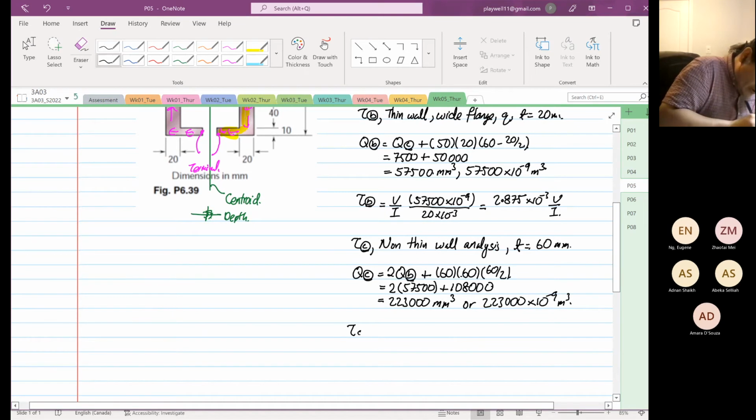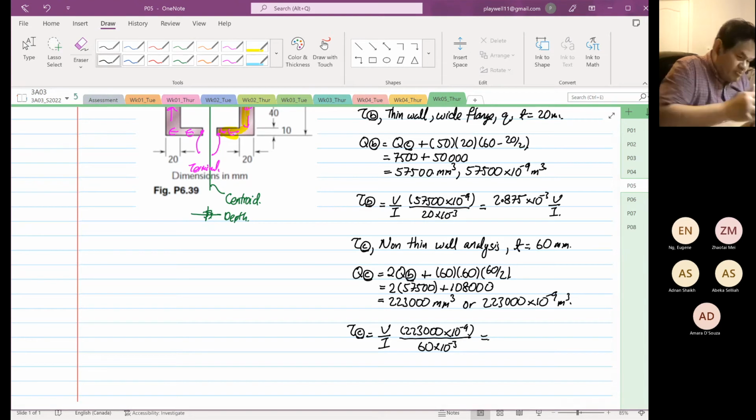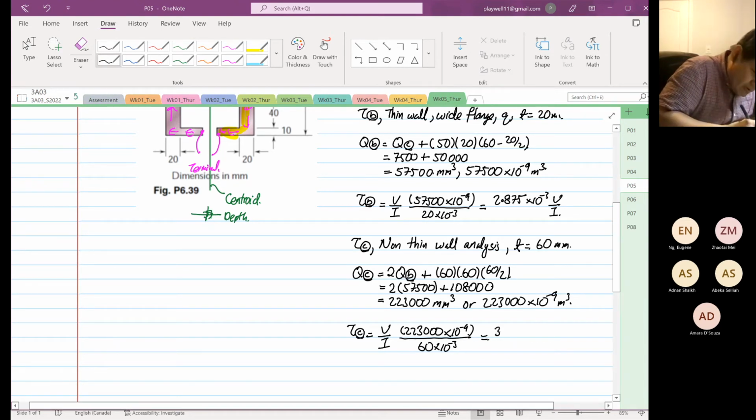So now we find at point C, right? V over I. So this is equal to 223,000 times 10 to the power minus 9. Thickness now is 60 times 10 to the power minus 3, sorry. So this will be equal to 223,000 times 10 to the power minus 9 divided by 60 times 10 to the power minus 3. It's 3.716. And something very interesting happened now, right? Or 3.717, right?